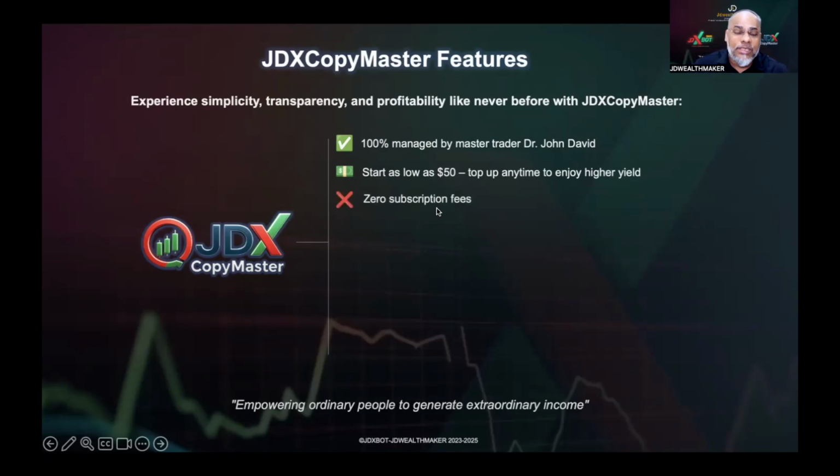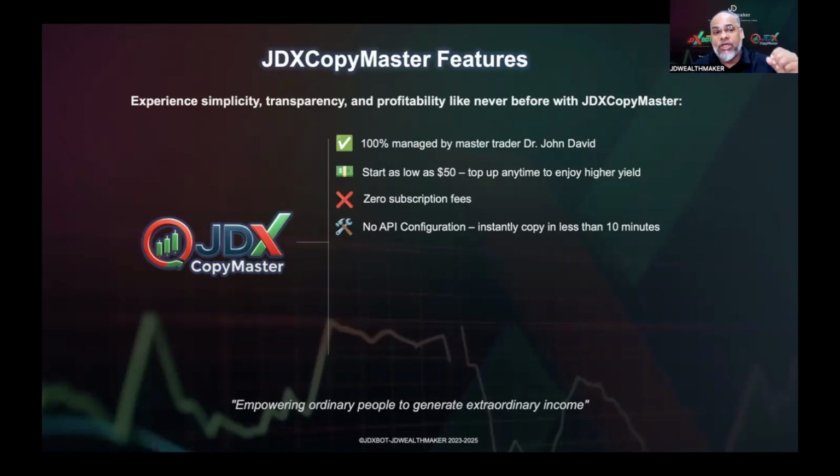There are 0 subscription fees, because this is basically copy trading, so you do not need to pay subscription fees, and there is no API configuration. That means that when you have a Bitget account and you have $50, you can instantly copy in less than 10 minutes. This is important. Also, I want to stress, when I say $50, I would encourage any of you who wants to come on board to make sure you have a minimum of $100.